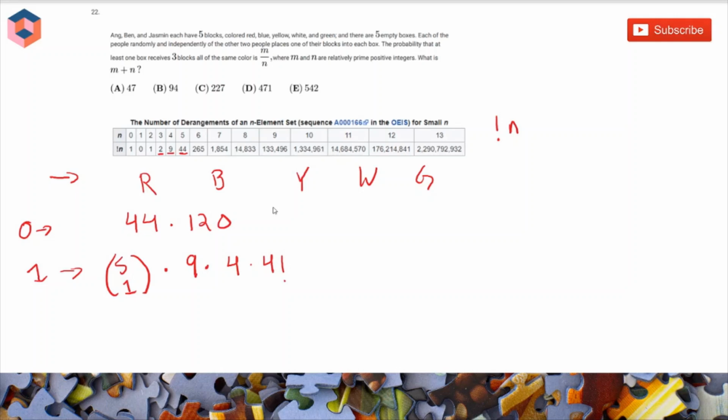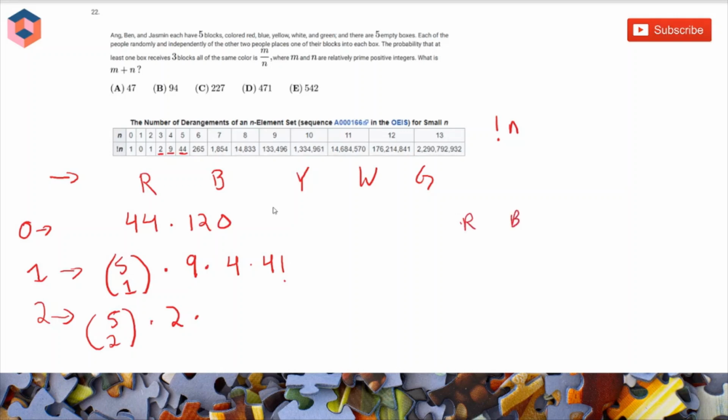Now the number of ways with 2. First, we have to pick the 2 colors that will be in common, so that's 5 choose 2. Second, the other 3 colors that are left should not be in the original squares, so the derangement of 3 is just 2. Okay, now we proceed a bit with casework. So let's say the colors that were in common are R and B.